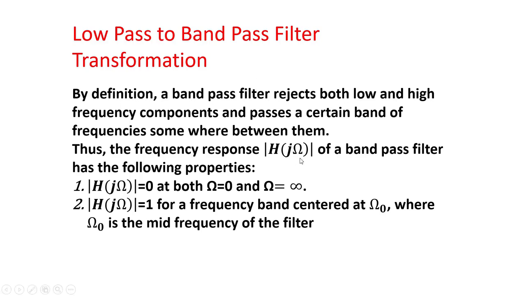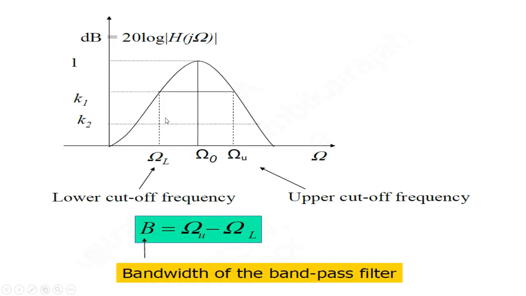Thus, the frequency response H(j omega) of a band pass filter has the following properties. The response is zero at both omega zero and omega infinity, that means outside the band. And it is one for a frequency band which is centered at omega 0, where omega 0 is the mid frequency of the filter. We know that there are two minus 3 dB frequencies. One is omega L, the other is omega U, that means the lower cutoff frequency and the upper cutoff frequency. This is the center frequency or the mid frequency, omega 0, and the bandwidth of this filter will be the difference of the upper cutoff frequency and the lower cutoff frequency, that means omega U minus omega L.